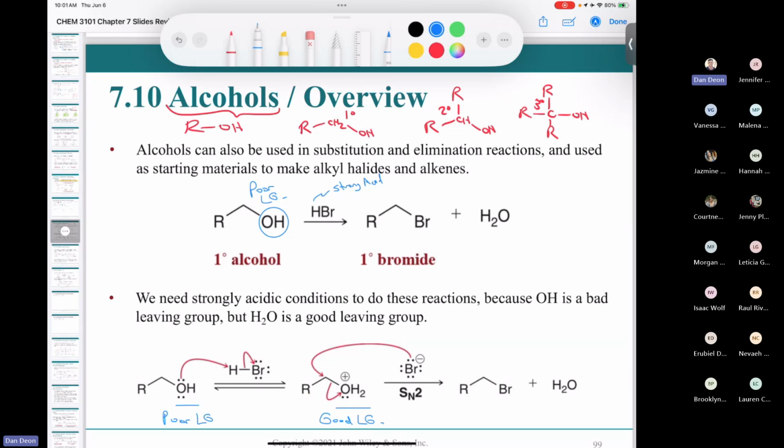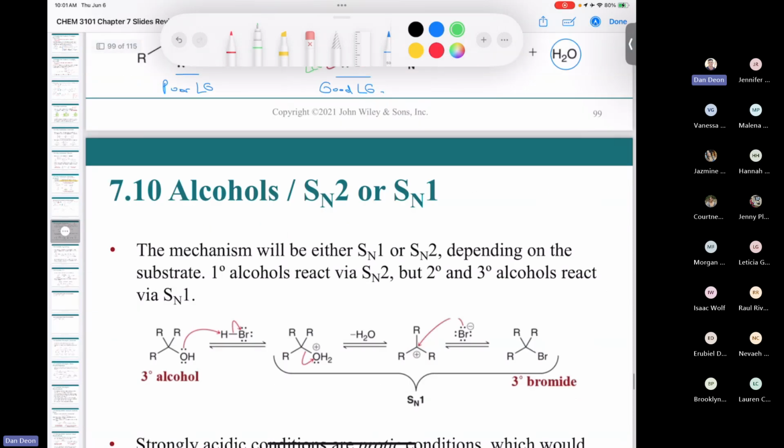Is water a good leaving group? Yes. Water is the conjugate base of hydronium, and hydronium is a strong acid. So yes, water is a very good leaving group. So that enables the bromide to come in. We do our SN2. We have our nucleophilic attack. We have our loss of leaving group. And there you go. So that's why you can take a primary alcohol, treat it with HBr, and you end up with a primary alkyl bromide.